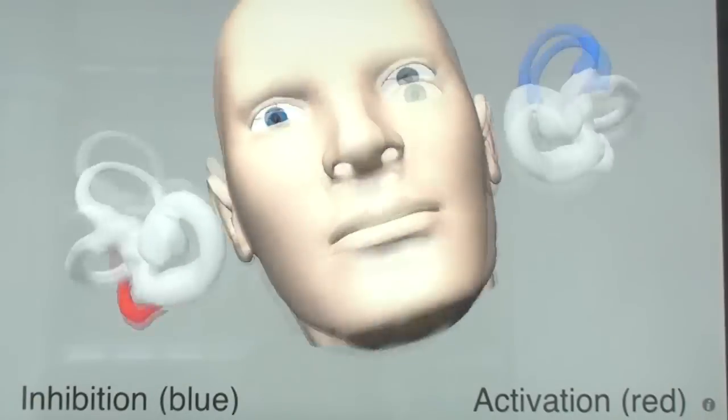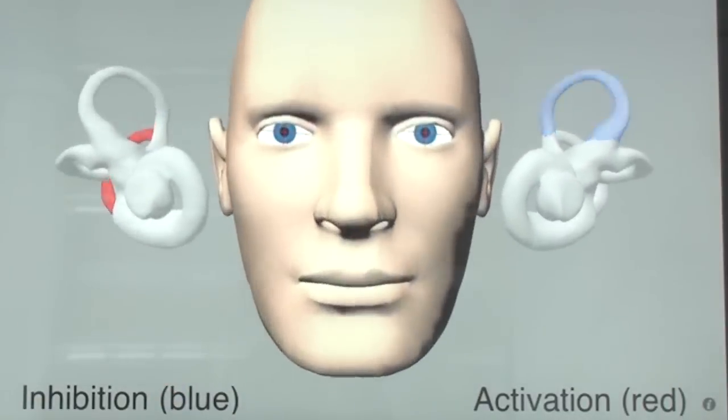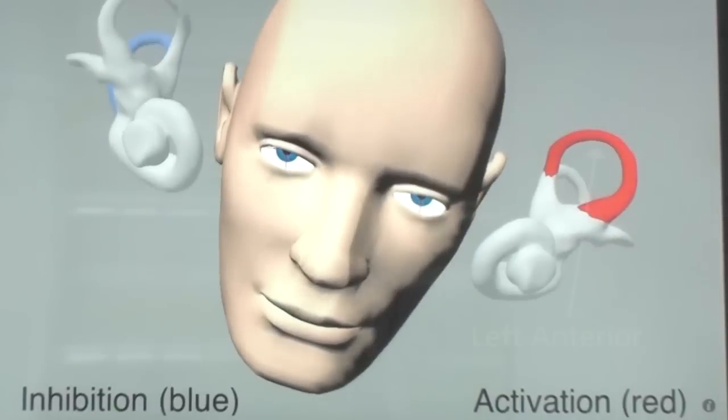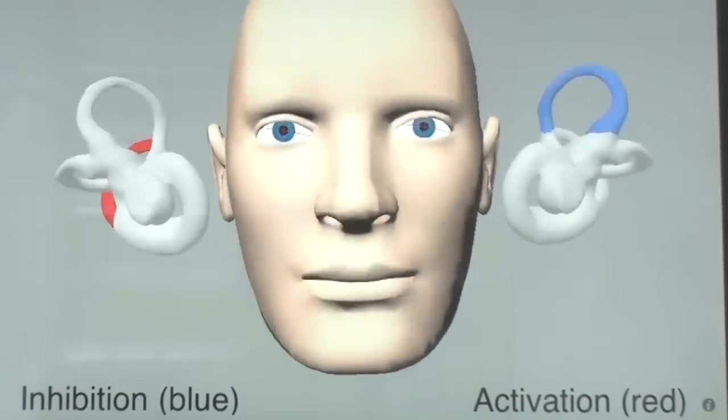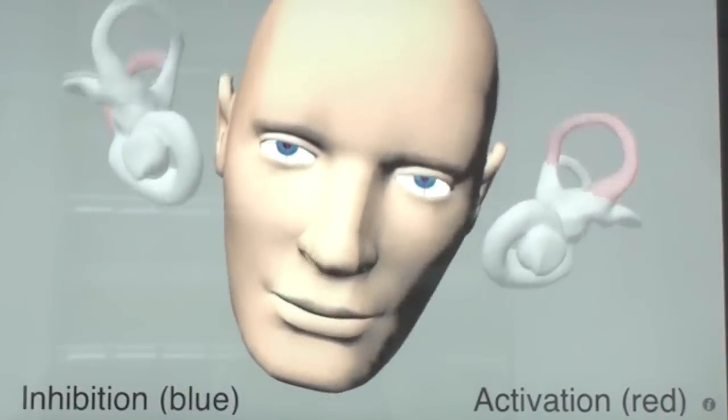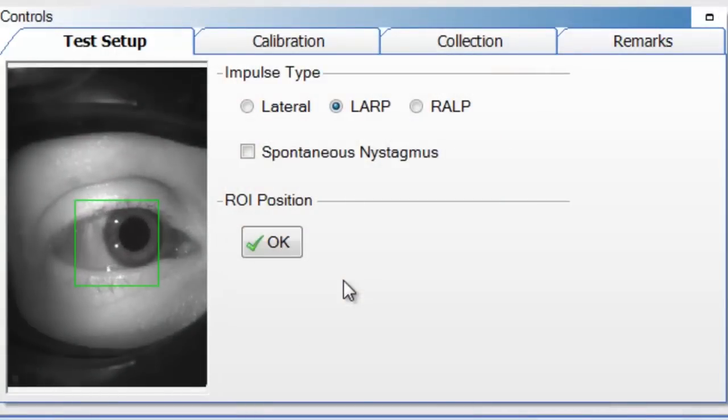LARP is left anterior, right posterior. So when you have the head turned 30 to 40 degrees and you move the head down, you're activating the anterior canal, and when you move the head back, you're activating the posterior canal. You want to make sure that the patient can still see the dot.